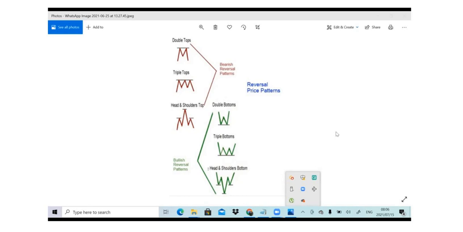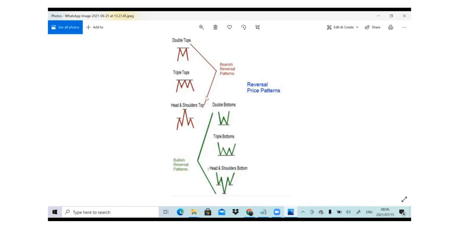Yeah, so when it comes to reversal patterns, we have mainly three major patterns that we look at. So we have a double top, a head and shoulder. Then we have a double bottom, inverse head and shoulder.